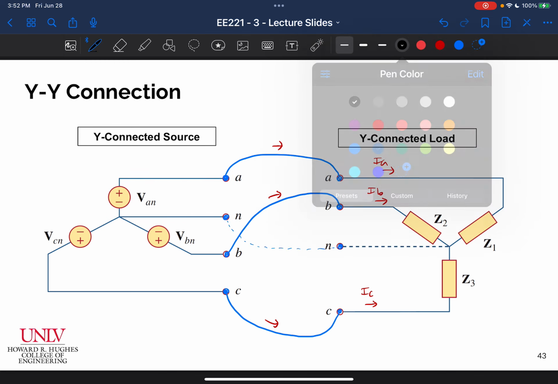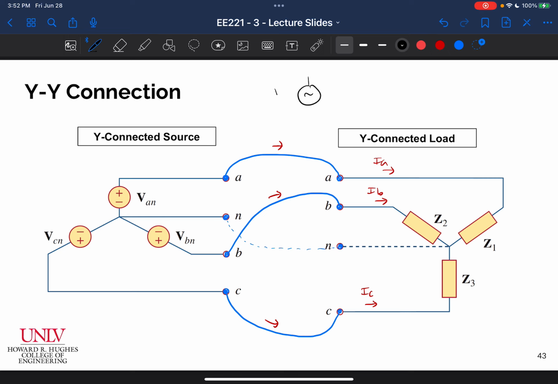Let me get my black, and I could write VAN, a straight line to load Z1, and then this can be my neutral, but it doesn't even matter. And right there, I have IA, and I can analyze that circuit, just like that. That's all I have to do. If I want to find IA, I would just say IA is equal to VAN divided by Z1. It's just that simple. So that's the Y to Y connection. These are pretty straightforward. Y to Y is the easiest connection to analyze by far.